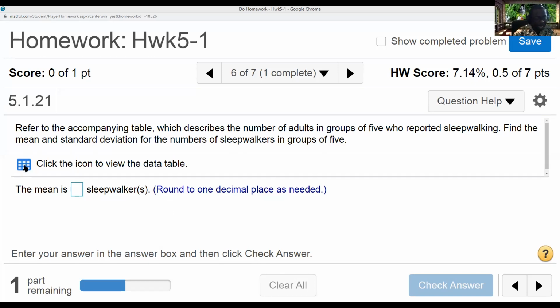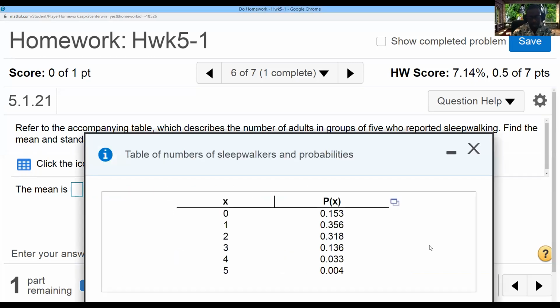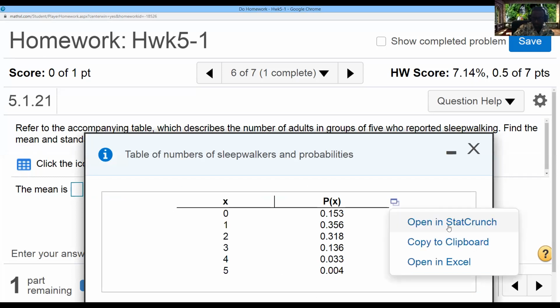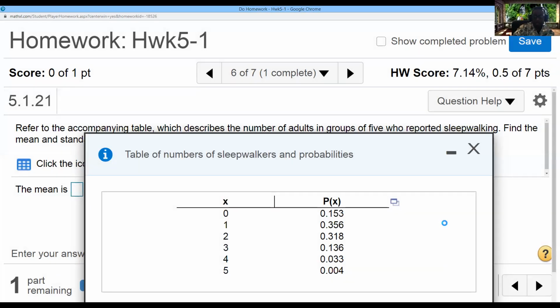Okay, so how do you find the mean? You open this up in the StatCrunch. Give me a second, my StatCrunch is opening right now. All right, you should be seeing that.